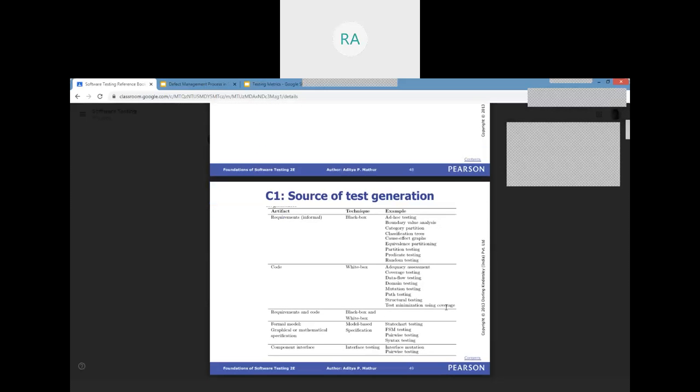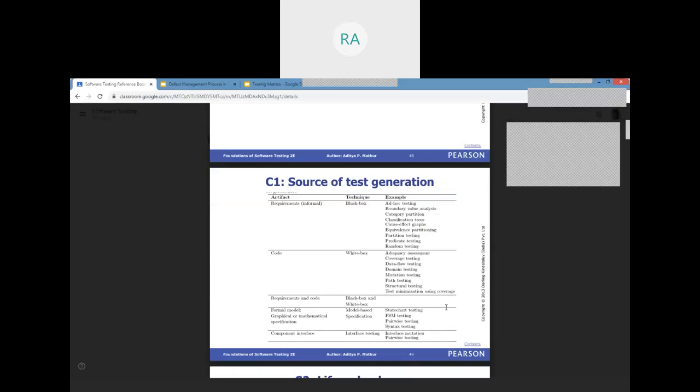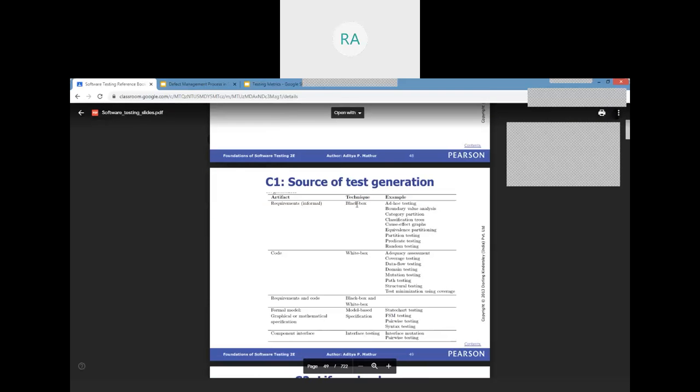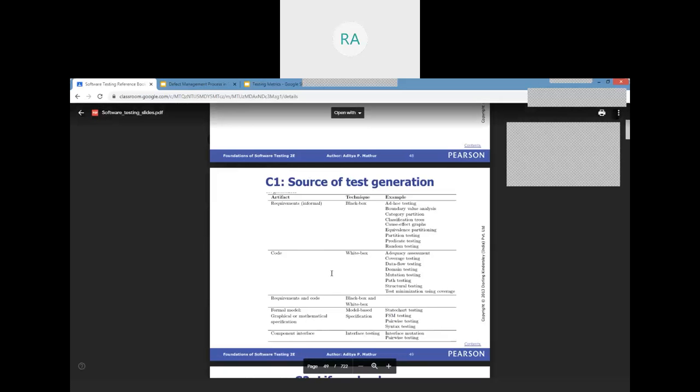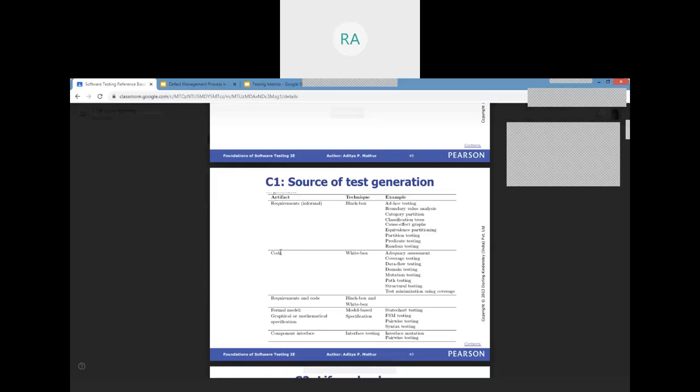After that, if the source of test generation is requirements, along with the requirements, I'm also considering the code for deriving the test cases. Okay, then it is the combination of black box and white box testing techniques that I'm using. If you look at these two things, you will infer that. Whenever I'm making use of these two things, requirements as well as the code, then I have to make the hybrid combination of black box testing as well as white box testing.